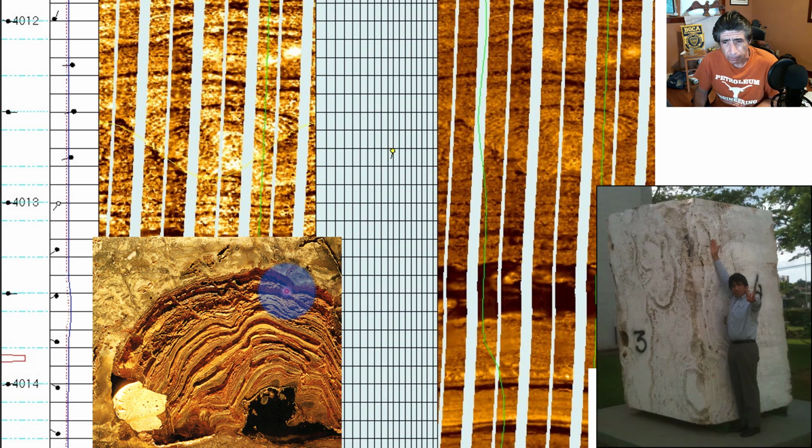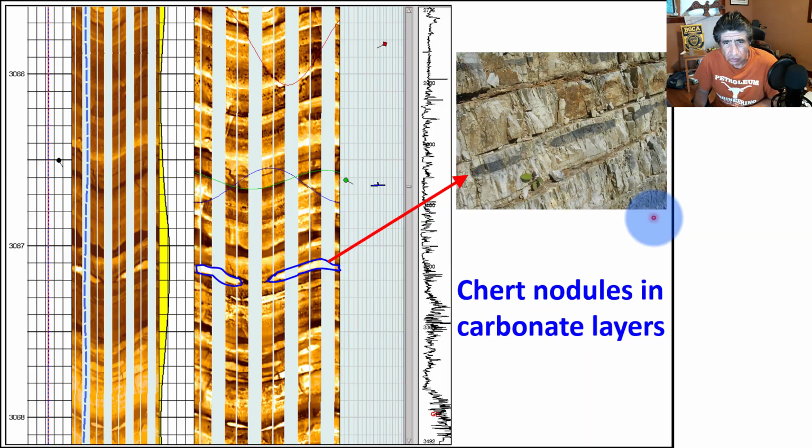And here is just to remind you of the block of stromatolites that I was photographing in Sao Paulo, Brazil, just to show you the striking resemblance that we have in these images. And here's another interesting image. I showed this outcrop at some point in the trilogy.